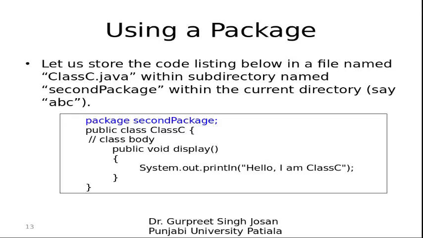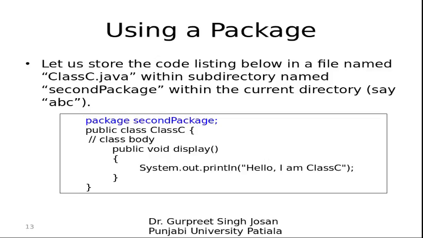Now let us create another program, class C, which is available in secondpackage. I create a secondpackage folder in my system, located in the same folder where mypackage is. So at the top level I have the ABC folder, in the ABC folder I have the mypackage folder, and in the same folder I have the secondpackage folder. In the secondpackage folder I am creating a class C with the method display. After compiling this class, a C.class file will be located in the secondpackage folder.